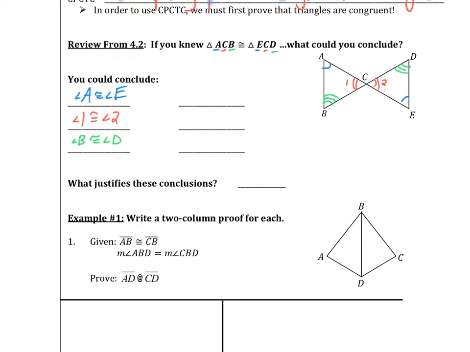Now we gotta list the corresponding sides. So the sides, we gotta look at the order. So what matches up with segment AC? It'll be segment EC. So AC and EC will both get one tick mark, because those are the first two letters of the triangles. The next two letters are CB. So what corresponds to C and B? It'd be C and D. So CB corresponds to CD. And lastly, if these triangles are congruent, what corresponds to segment BA? BA corresponds to DE.